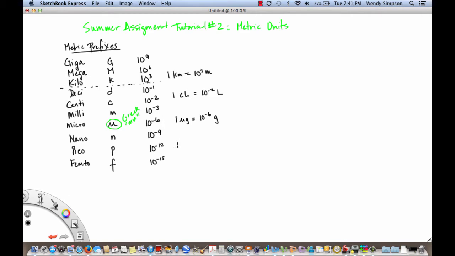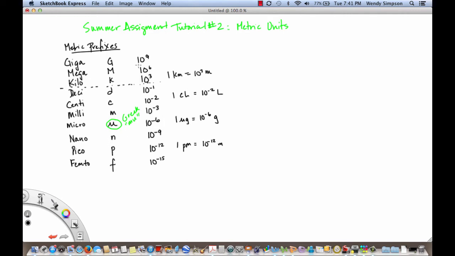1 picometer, or sometimes it's pronounced pico, is 10 to the minus 12 meters, or a trillionth of a meter. So now we're getting into the really small here. And by the way, if we're talking about sizes of atoms, we're talking about nanometers and picometers.